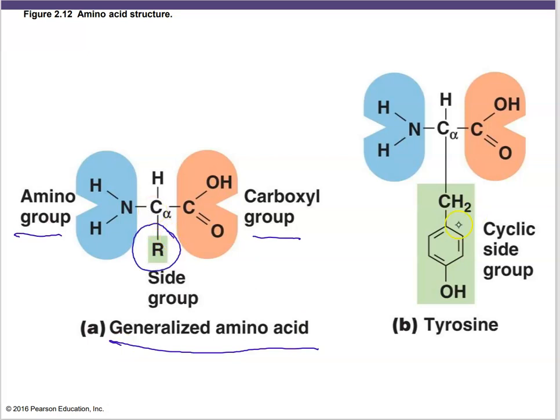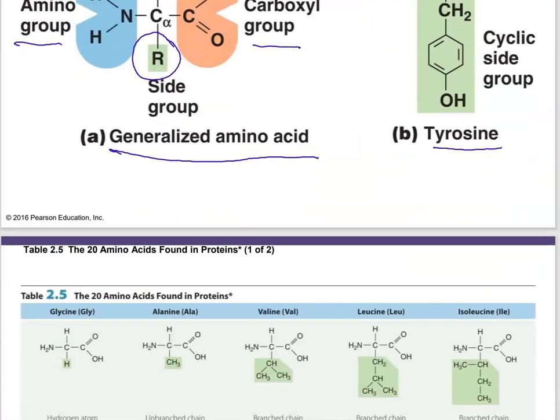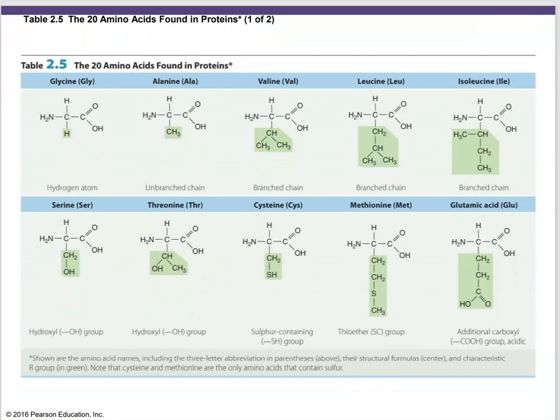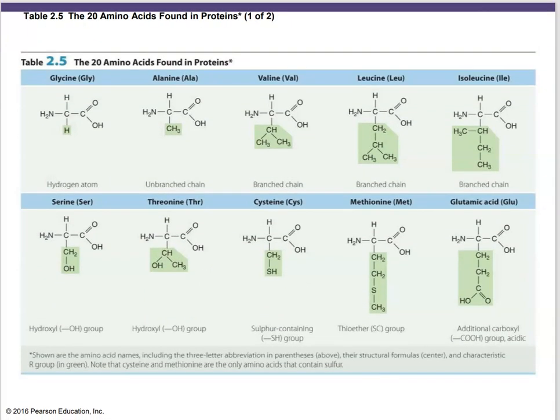It could be something fairly elaborate, like this carbon structure here with the 6-ring carbon structure. This is sort of a cyclic side group. This is the amino acid tyrosine, and there's a variety of them. So before you go into shock, you don't have to memorize these, but you should know about the amino acids in general. Let me tell you a few things that you should know about those amino acids.